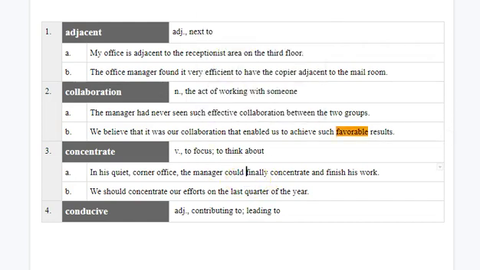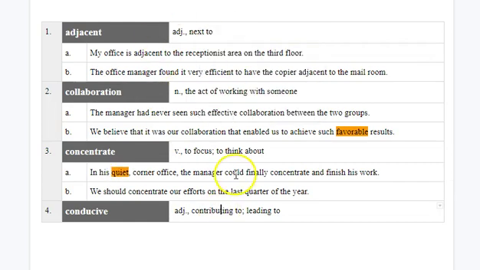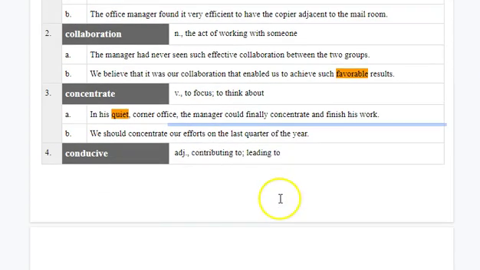Concentrate, verb, to focus, to think about. In her quiet corner office, the manager could finally concentrate and finish her work. We should concentrate our efforts on the last quarter of the year.